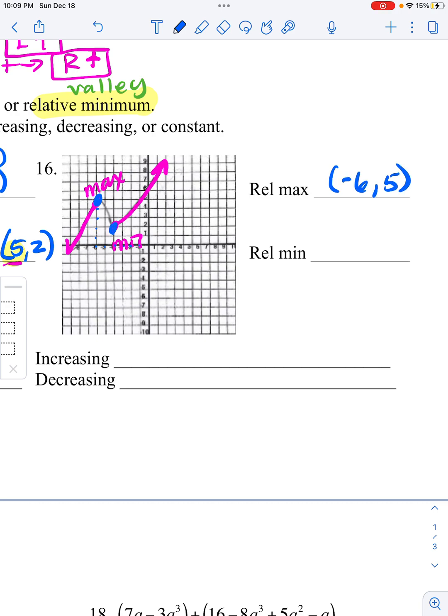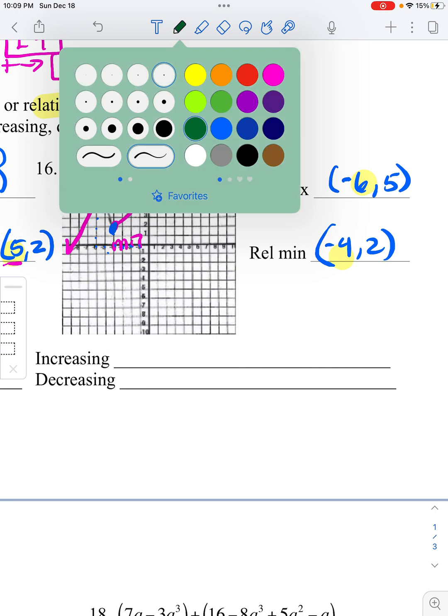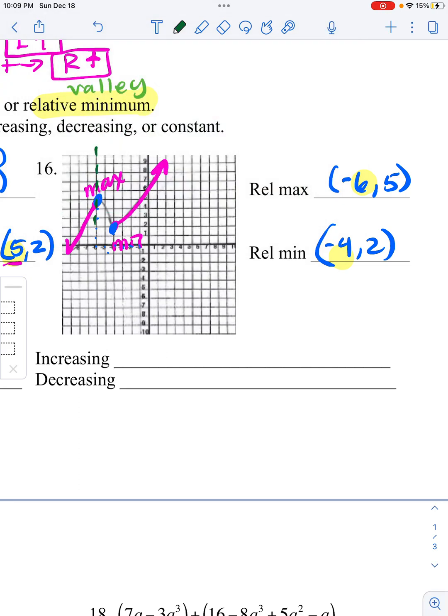And then my min right here is at -1, 2, 3, 4, up 2. So I only have those two, which means these two x values are the only numbers I'm going to be using for my increasing and decreasing. So this max is located at an x of -6. This min is located at an x of -4. All the way to the left is negative infinity. All the way to the right is positive.